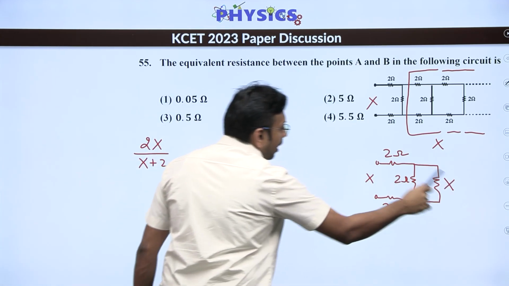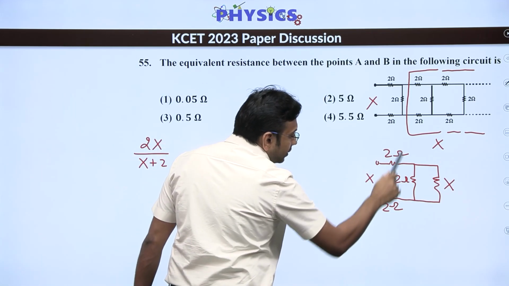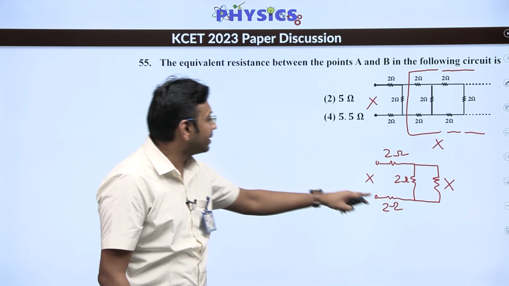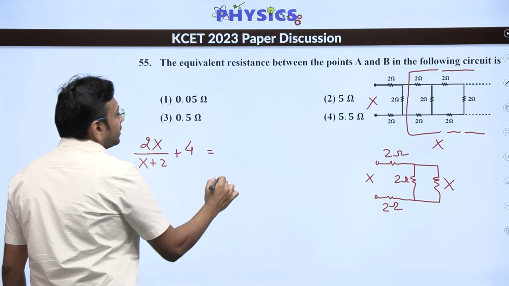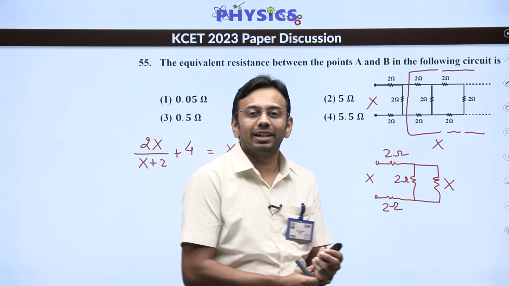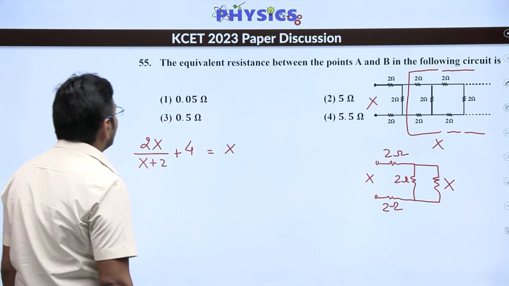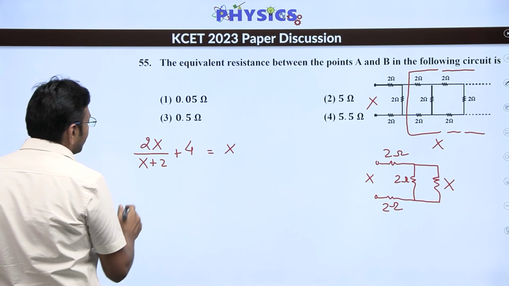R1 R2 upon R1 plus R2, okay. Then these 2 and 2 are in series with this, so plus 4, and this we are saying is equal to again X. This has to be again equal to X. Now we have to solve this and calculate the value of X. This will become a quadratic equation, you just have to simplify further.